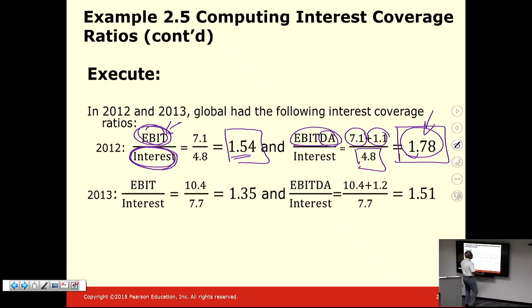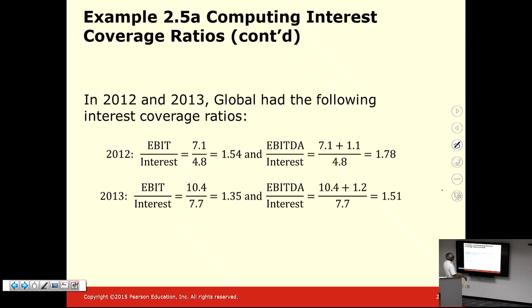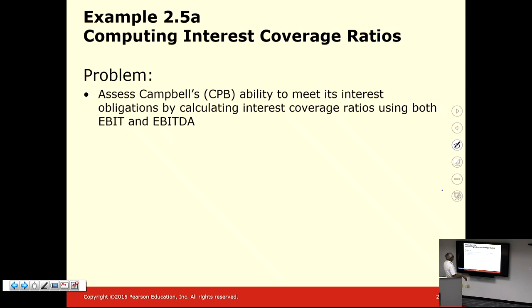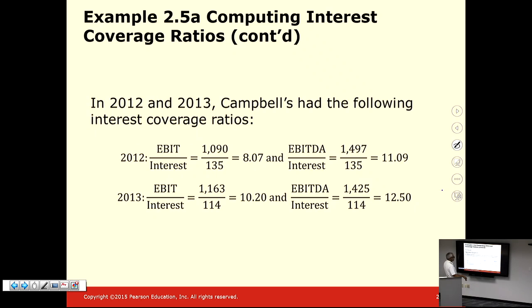And you can also begin to see trends. For example, over here, the company's coverage went down. Slightly, but nonetheless, it's on a downward trajectory. If that downward trajectory becomes a trend, then that may present us with some problems. Okay, so that's interest coverage.